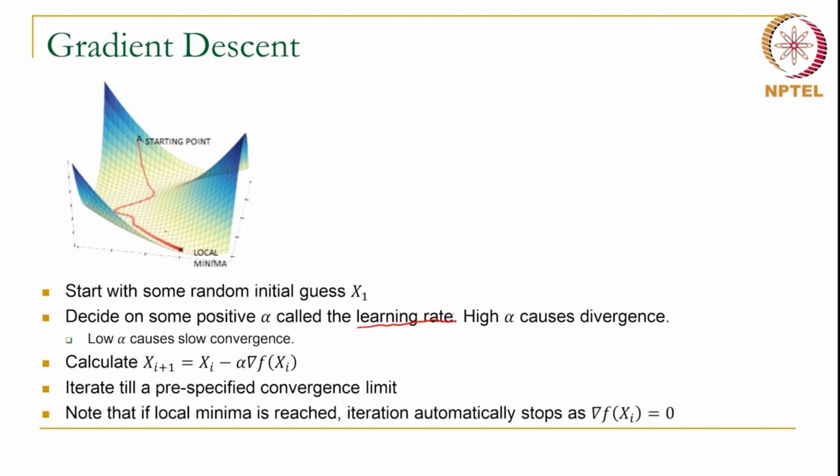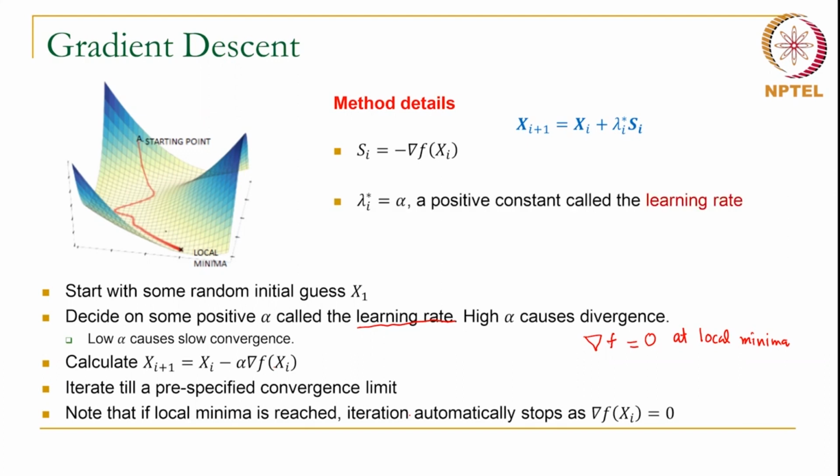Now notice that just in case we reach a local minimum, what would that mean? Let me use consistent notation. Call this grad f. Whenever you have local minima, in fact, that's how we found out our A and B, which was to set grad J equal to 0 or grad F equal to 0 or grad S equal to 0 at the local minima. It will automatically stop. As soon as it reaches minimum, it will stop. So the idea is simple. X i plus 1 is X i plus lambda star S i, where S i is minus grad F and lambda star is alpha, a positive constant, which is called the learning rate.